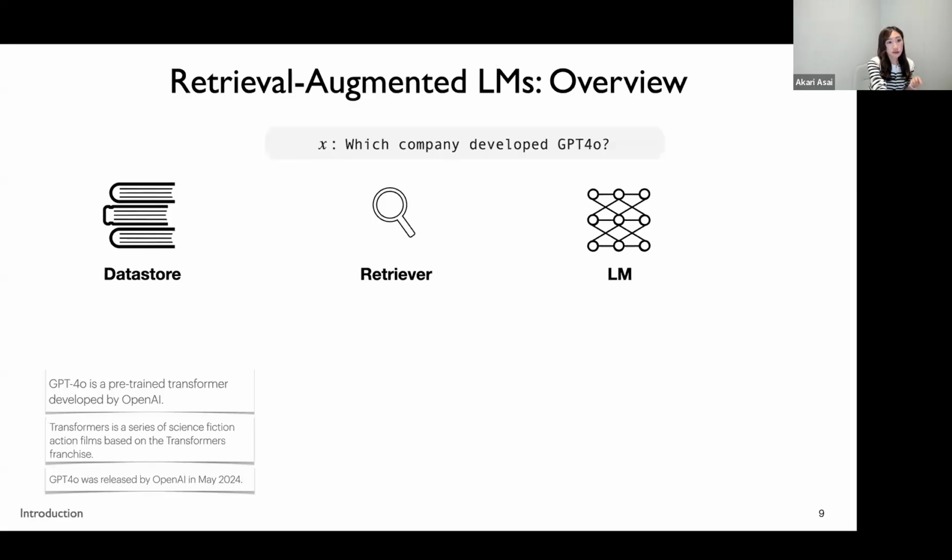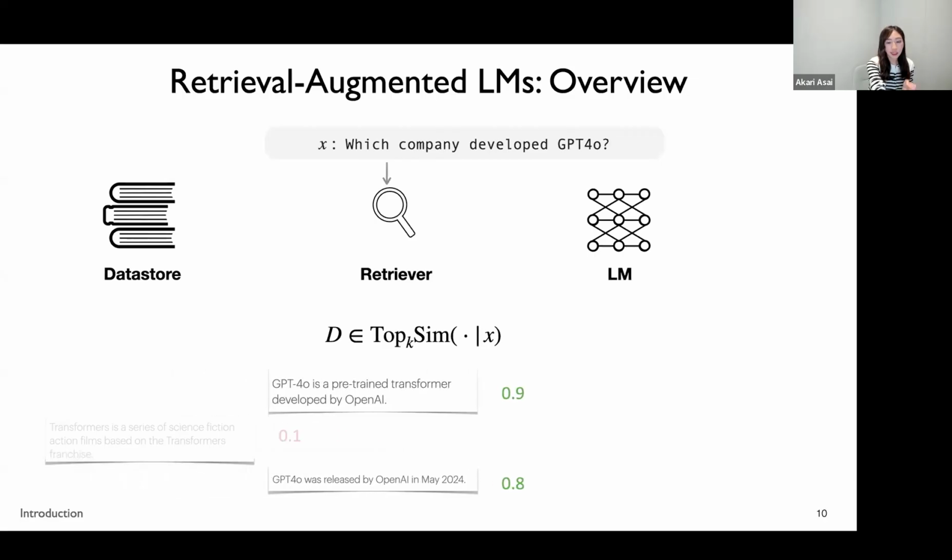In particular, given the user input X, we use a retrieval system to compute the similarity between query X and documents in the data store to identify the top K documents D with the highest similarity scores. Then, we incorporate the retrieved documents D to enhance the prediction of the language model. Note that there are many different ways to incorporate the retrieved documents D.